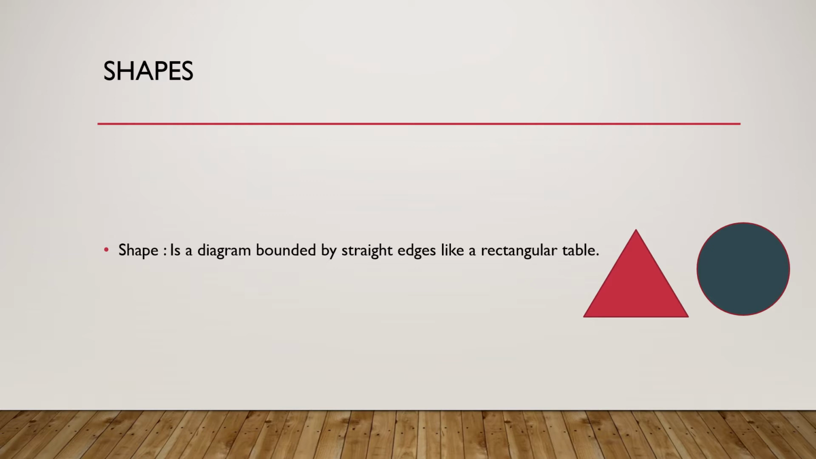Shape. Shape is a diagram bounded by straight edges like a rectangular table. Those are our shapes. The circles, the triangles, the squares, the rectangles, the ovals, and so forth.